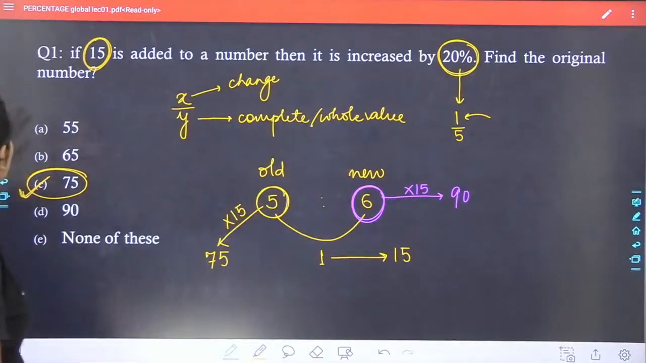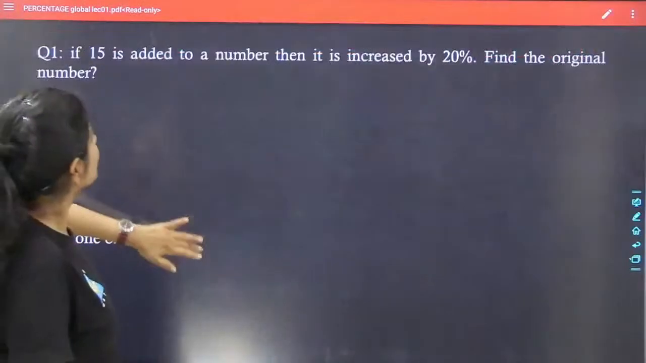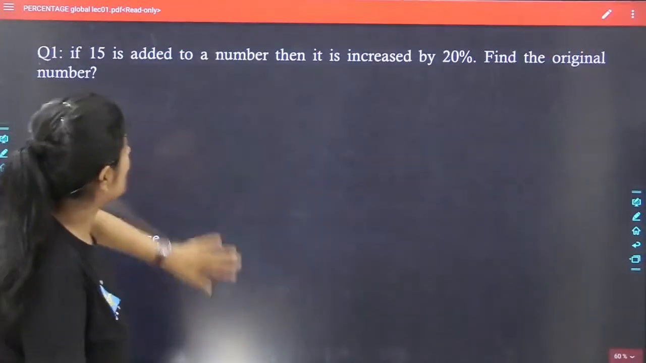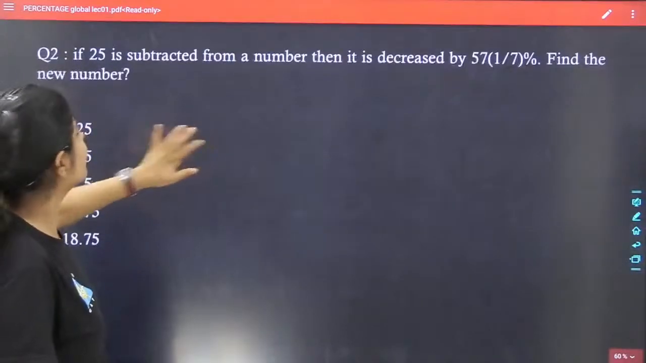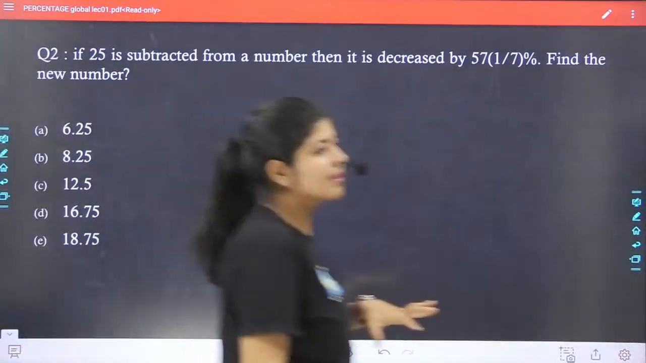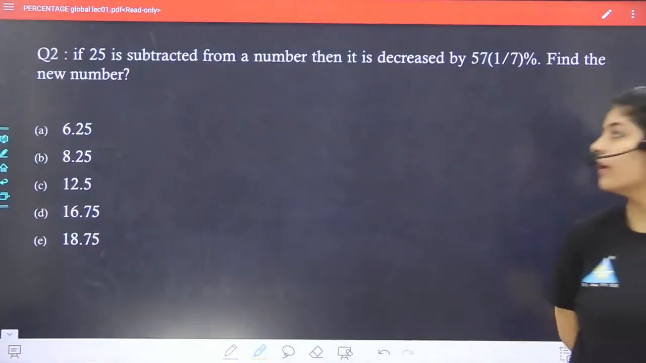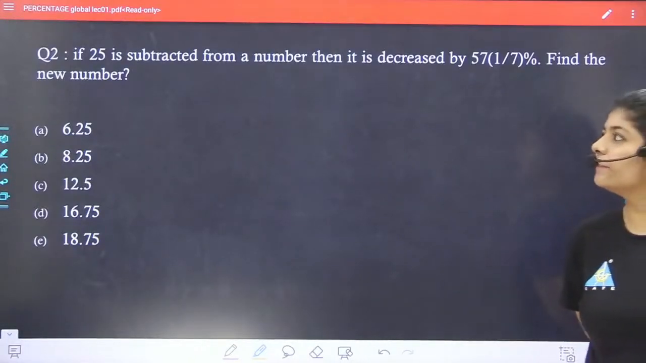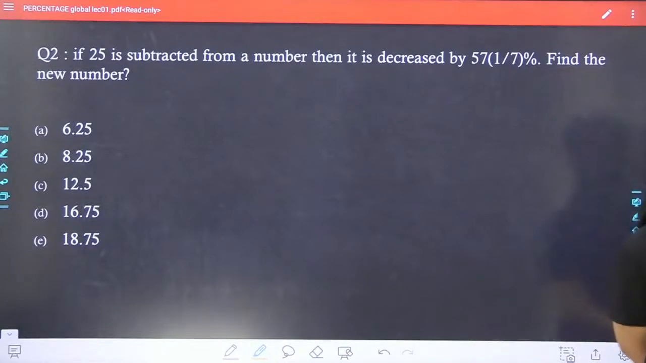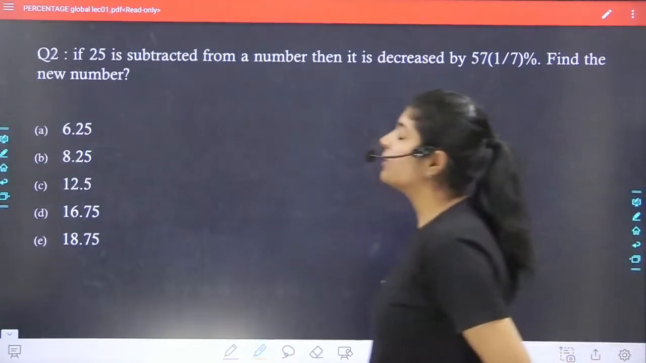Okay, let's take another example and solve that question. Here we have the second question, which is almost similar to the previous one. So what is the correct answer over here?